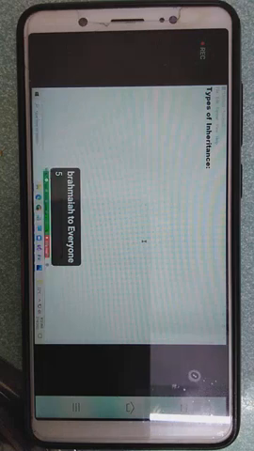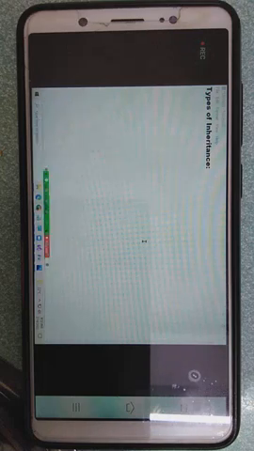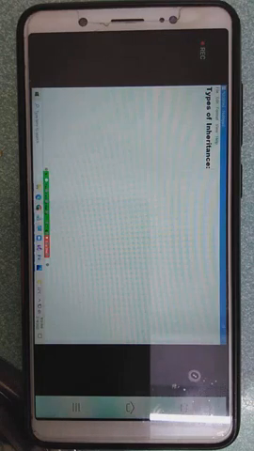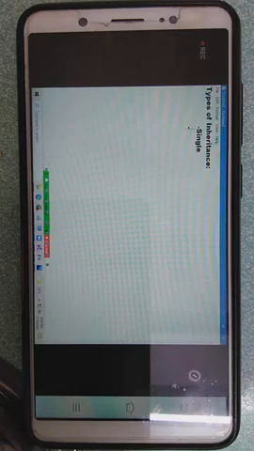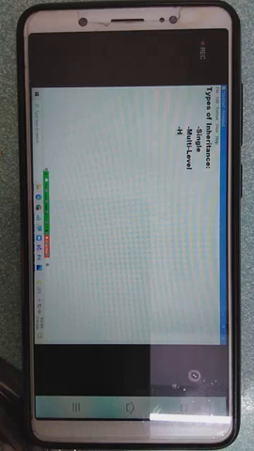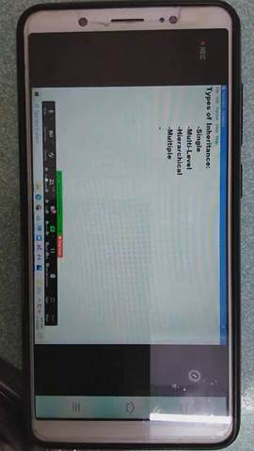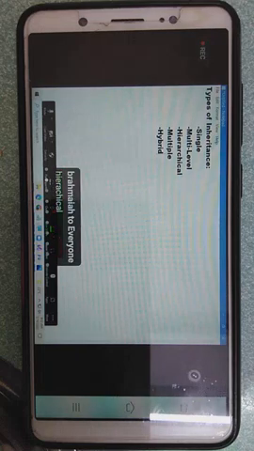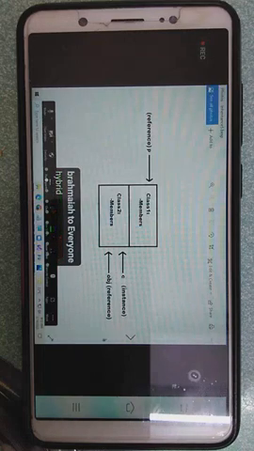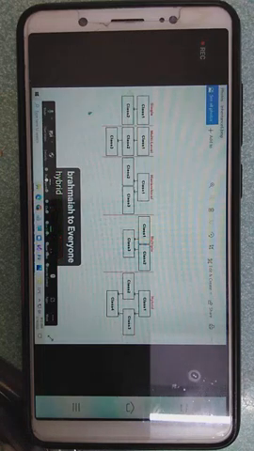According to the standards of object-oriented programming, there are 5 types of inheritance. How many? 5. What are the 5? First one, single, multi-level, hierarchical, multiple, hybrid. How many? 5 different types. So let me explain all the 5 in detail: what is single, what is multi-level, what is hierarchical, and what is hybrid.